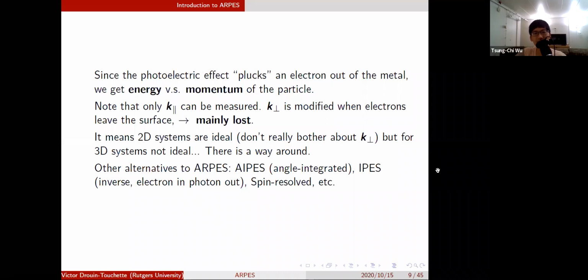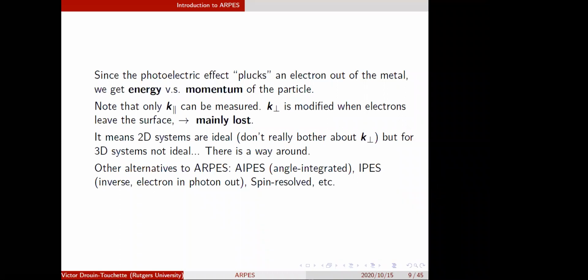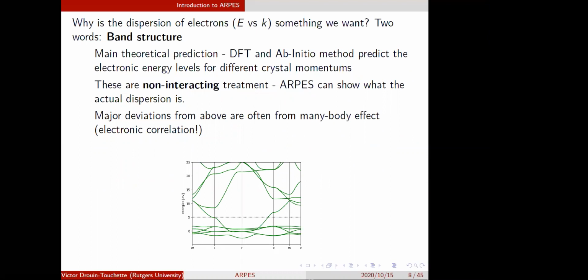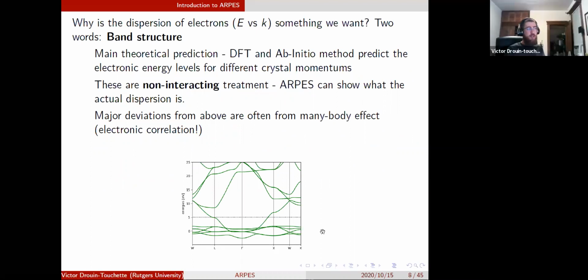Agree. I got a quick question, Victor. Yeah, go ahead, John. Could you go back to the last slide? What's the x-axis on this plot? The x-axis is momentum. This is crystal momentum, and these are all different, very high symmetry points in the crystal. There's always symmetry at these points that enforces degeneracy of certain levels.